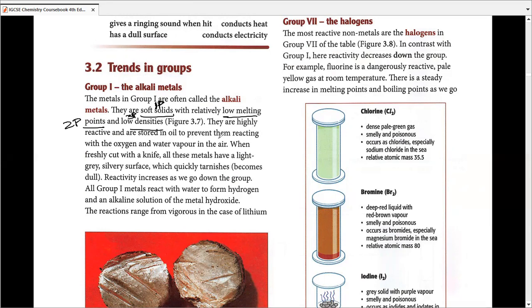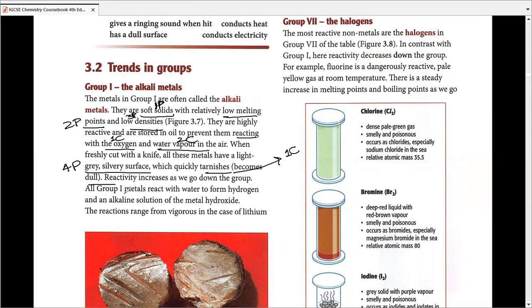They're highly reactive and stored in oil to prevent them reacting with oxygen and water vapor. Reaction with oxygen is first chemical property. Reaction with water vapor is the second chemical property. When freshly cut with a knife, all of these metals have light gray silvery surface, which is its color, and it can be considered as a fourth physical property. But it quickly tarnishes, becomes dull because it reacts with oxygen, which is a continuation of the first chemical property.